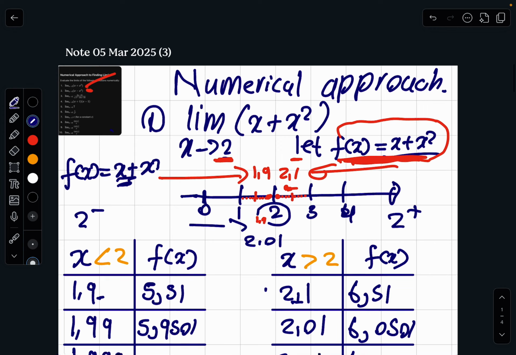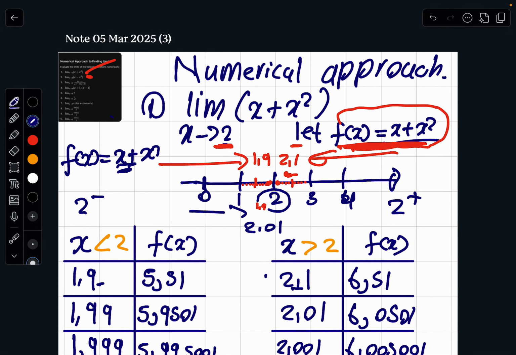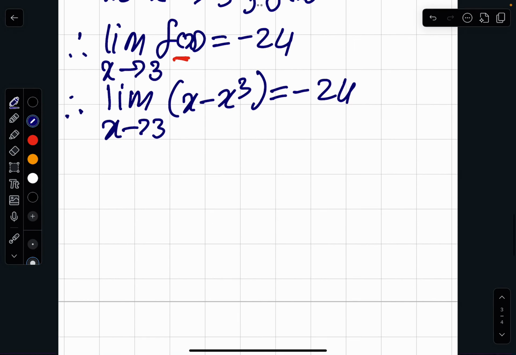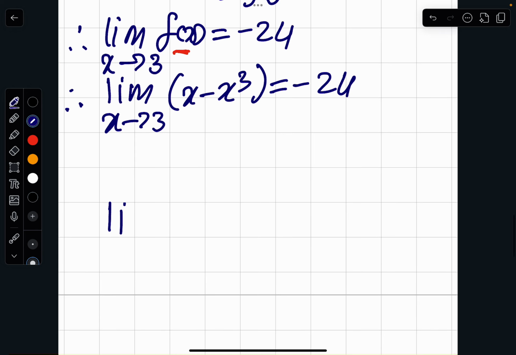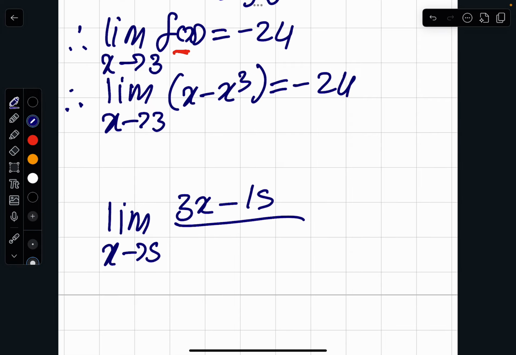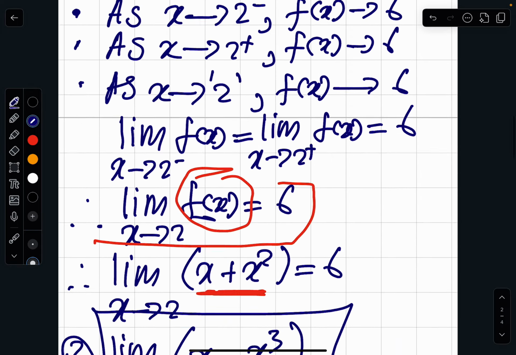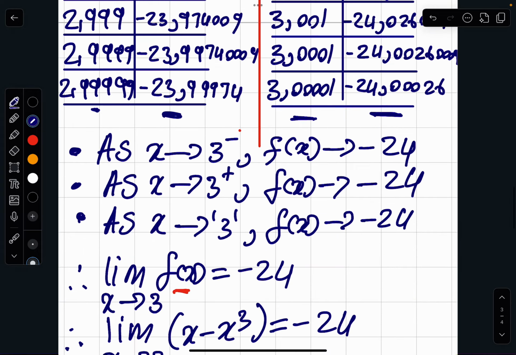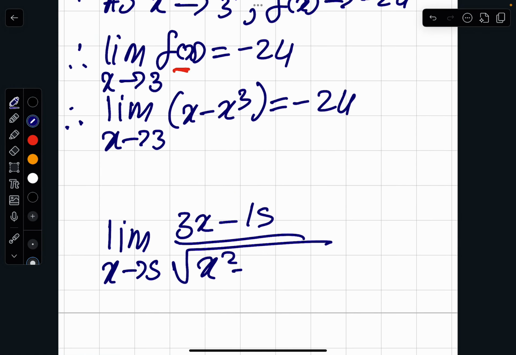Understand? So let's go and check another question. Another question says: the limit as x approaches 5 of 3x minus 15, all divided by the square root of x squared minus 10x plus 25. They want us to use the numerical approach to evaluate it.